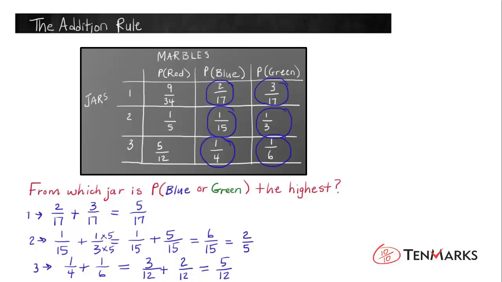Now the question is asking from which jar is the probability of getting a blue or green marble the highest. So we have to do a comparison here. We're going to compare 5/17, 2/5, and 5/12. I think we can easily eliminate from 5/17 and 5/12 the 5/17.